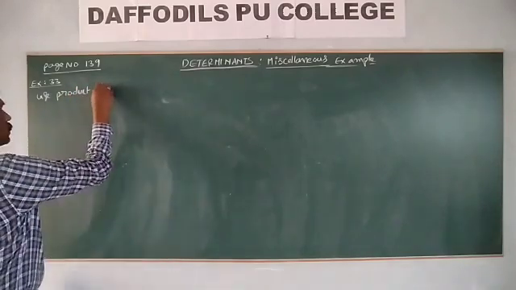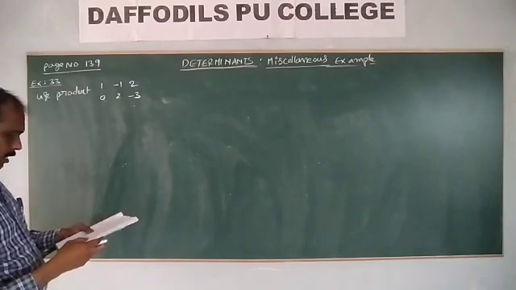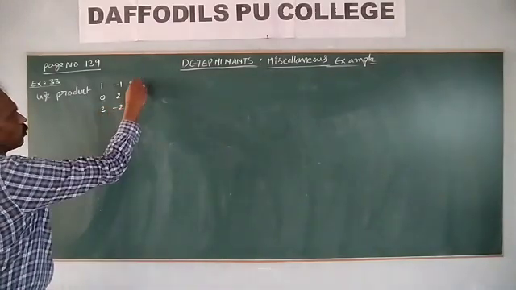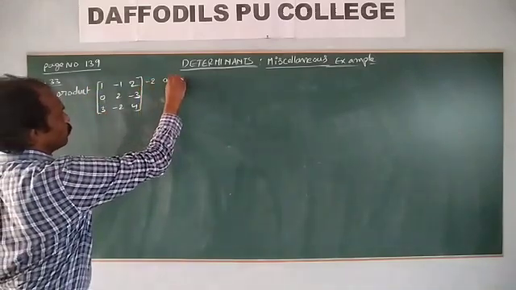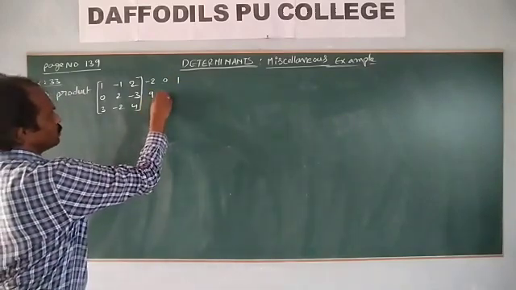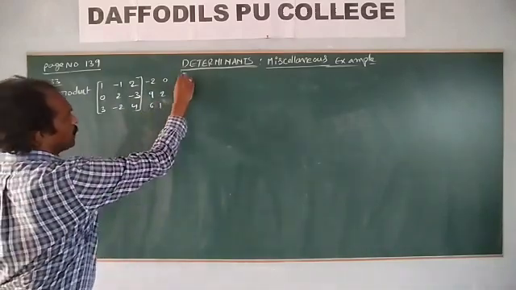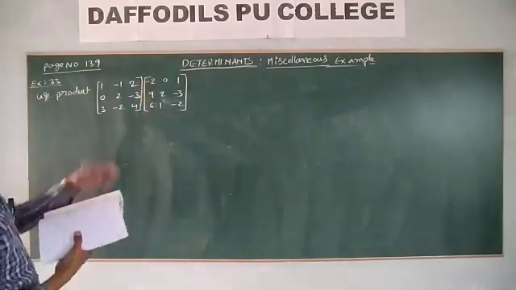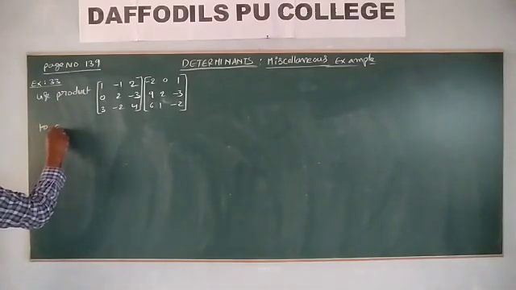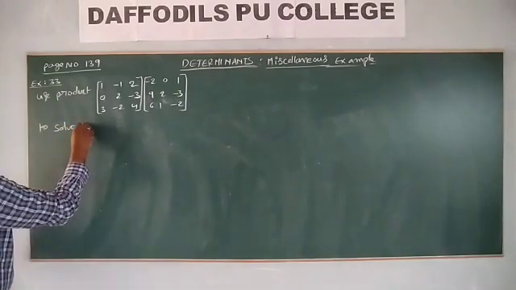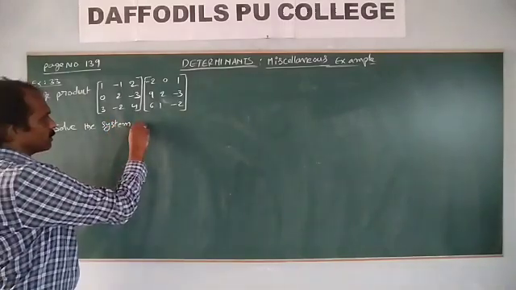the product of the matrices [1 -1 2; 0 2 -3; 3 -2 4] and [-2 0 1; 9 2 -3; 6 1 -2]. Use this product of the two matrices to solve the system of equations.